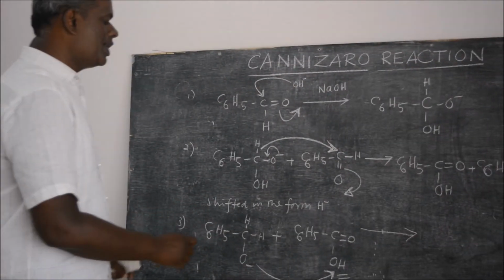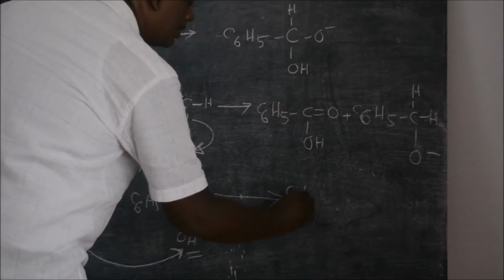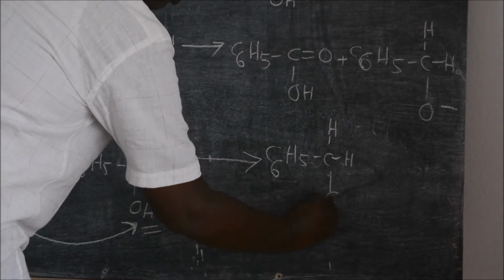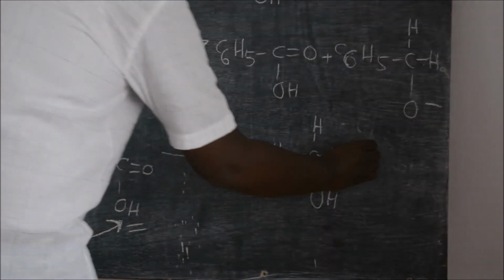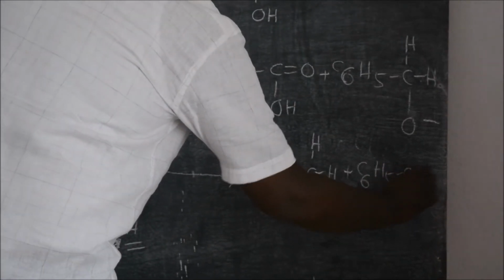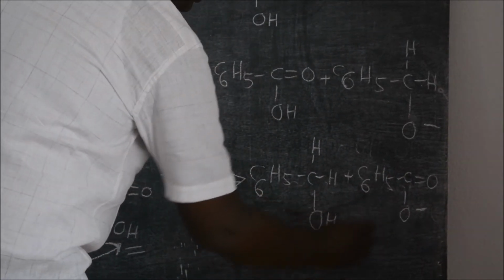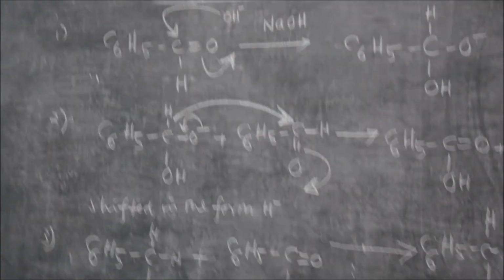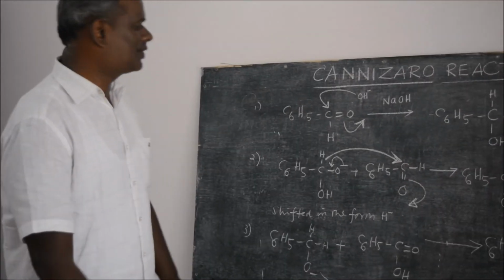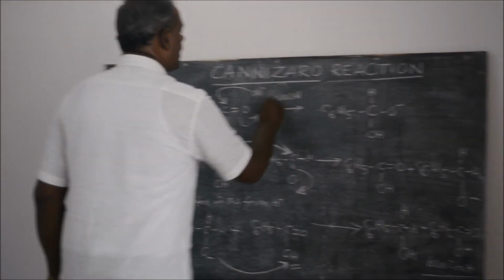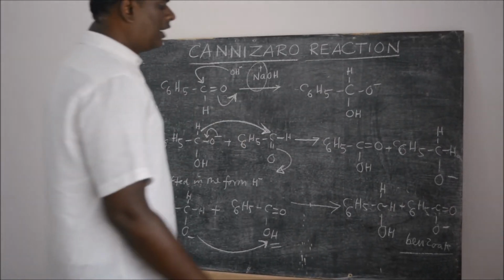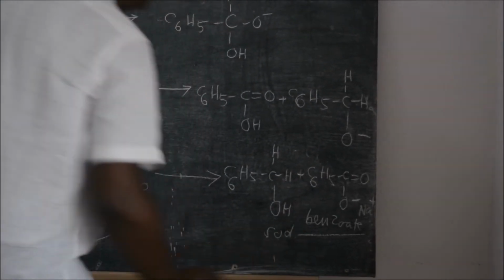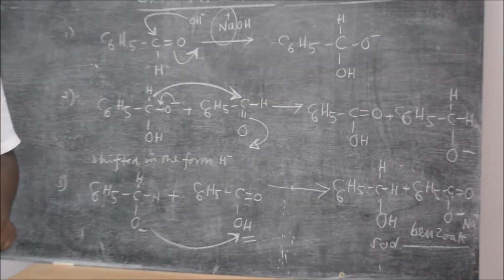At the end of the protonation, we can have a neutralized product, C6H5CH2OH. In addition to that, we can have C6H5C double bond O minus. It is nothing but benzoate. This is the reason why we are getting sodium benzoate as a product in the case of the Cannizzaro reaction. Try to understand. Already there is a presence of Na plus that might be combining with this to form sodium benzoate at the end. And this mechanism is called the Cannizzaro reaction.